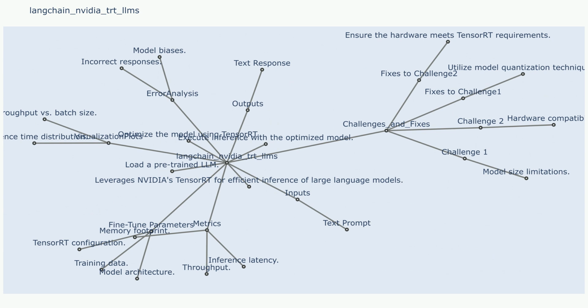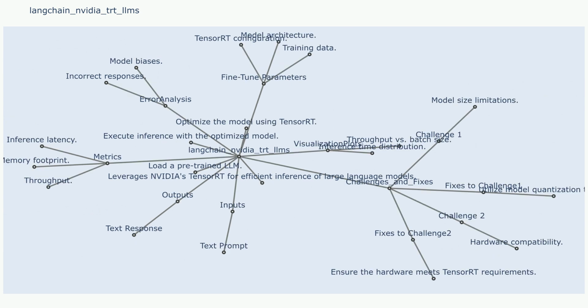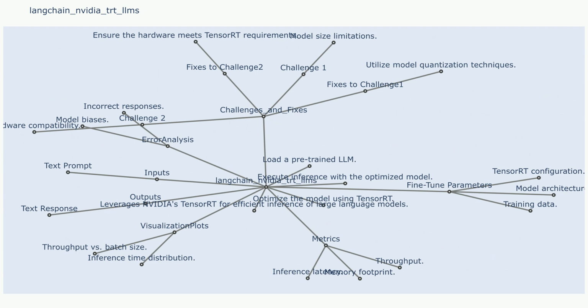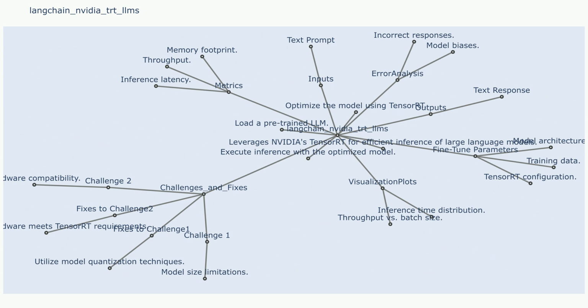Steps: load model: load the pre-trained LLM model into the TensorRT engine. Preprocess input: prepare the input text according to the requirements of the LLM, such as tokenization or embedding. Run inference: execute the inference process using TensorRT, leveraging its optimized execution environment. Post-process output: convert the output generated by the LLM into a human-readable format.